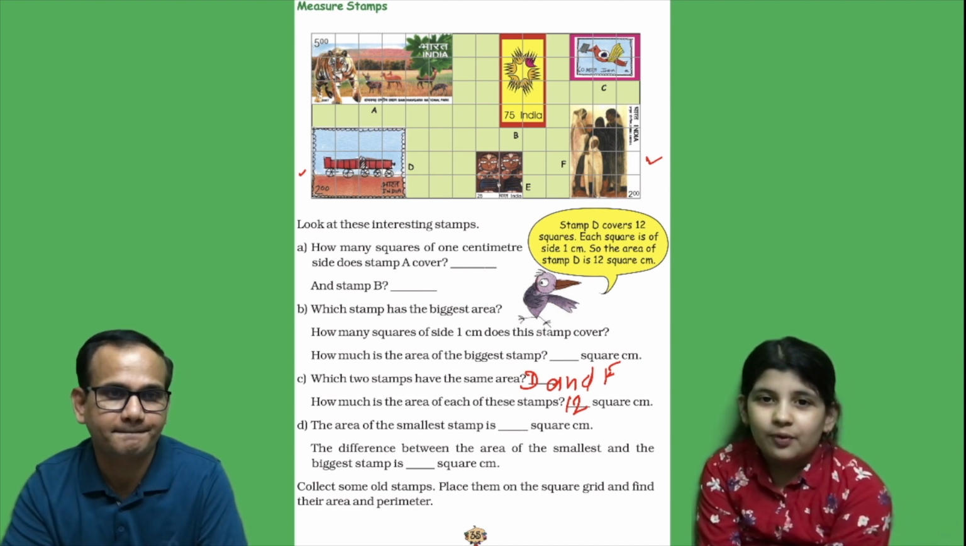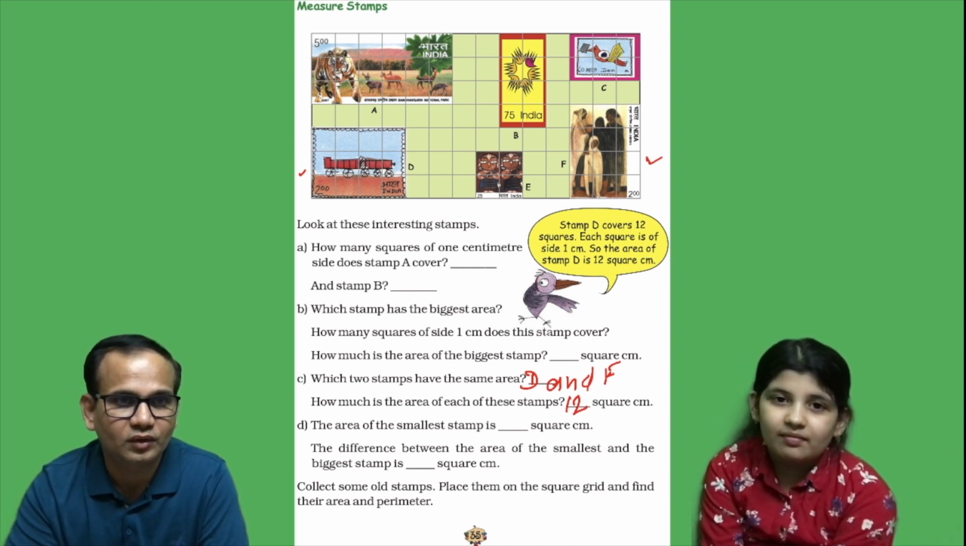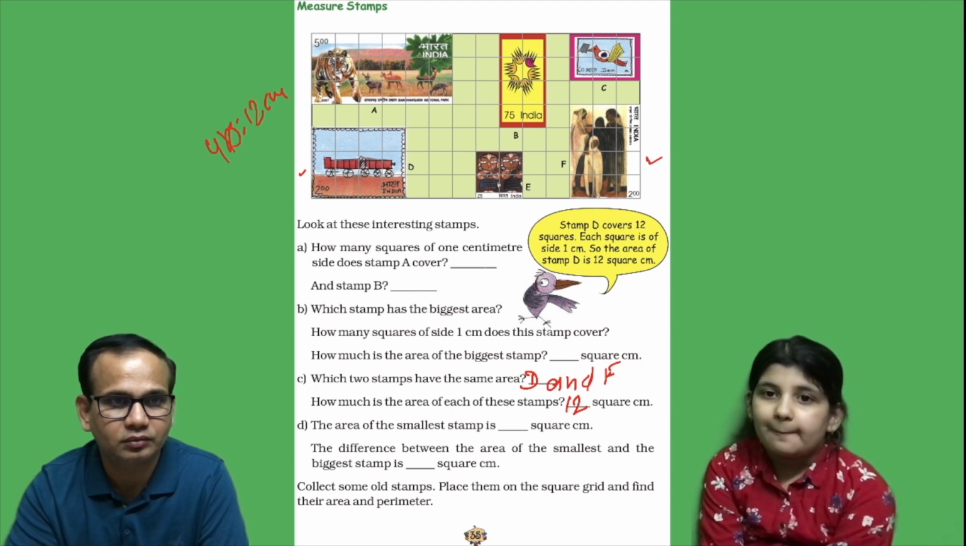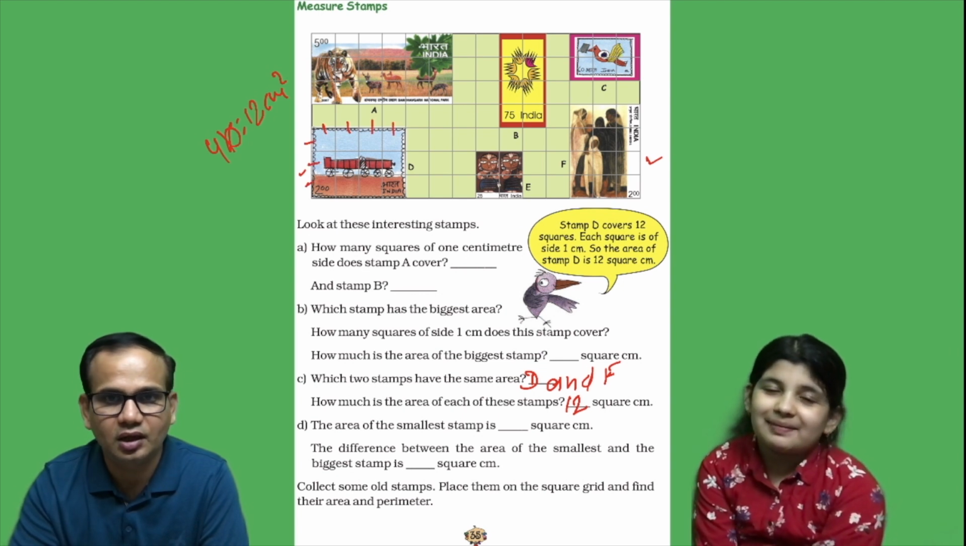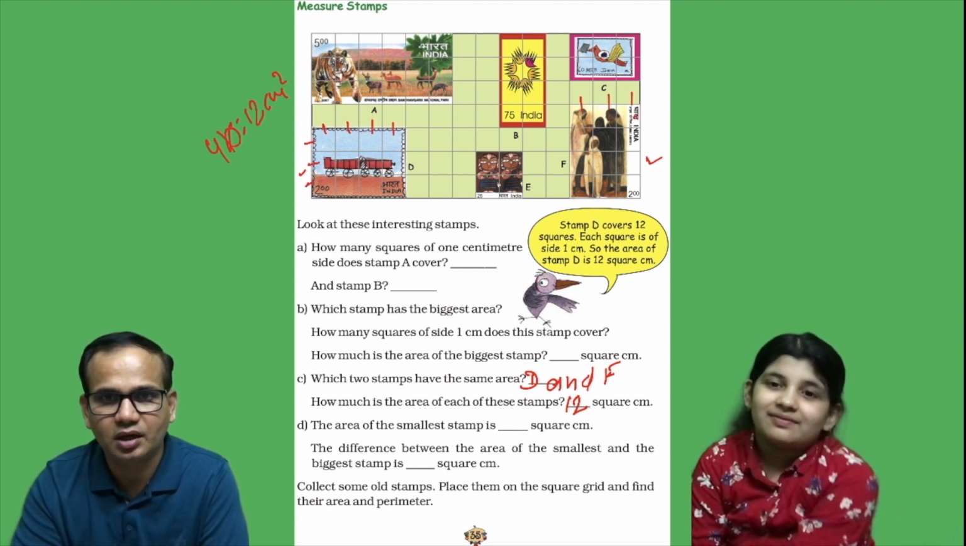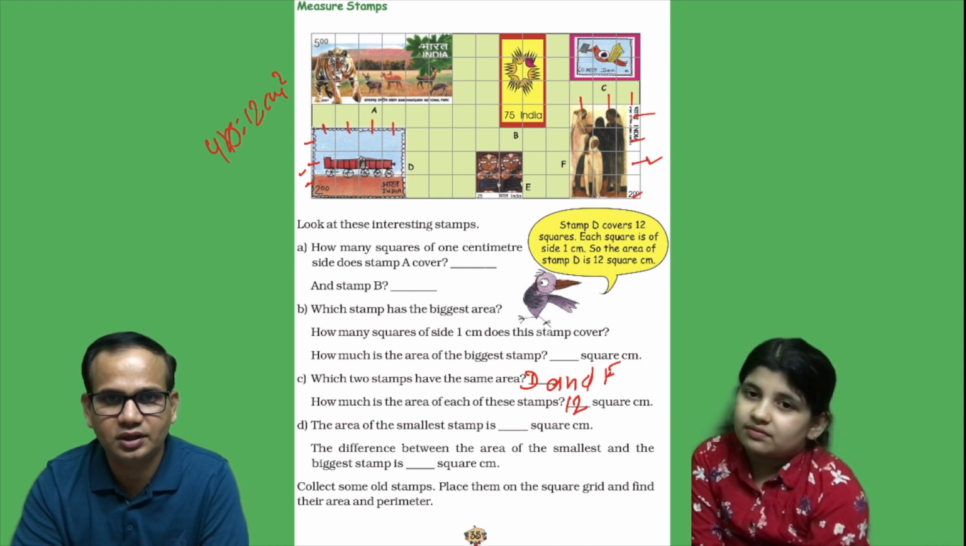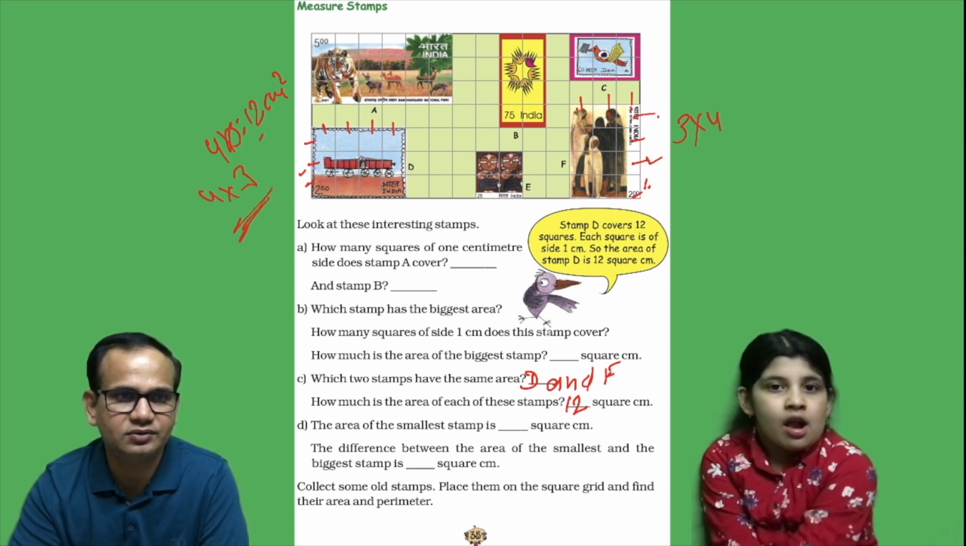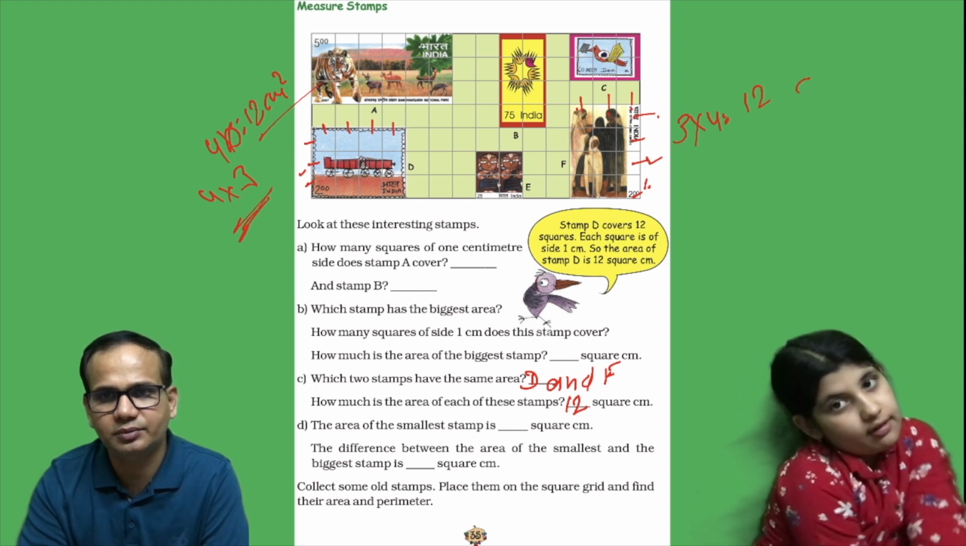Because 4 multiplied by 3 is equal to 12, 4 this side and 3 this side. Multiplied by 4 is here also 12. 3 boxes are this side and 4 boxes are this side. So 3 into 4, and here 4 boxes this side and 3 this side. So 4 into 3, that is 12 centimeter. Here also 12 centimeter square.